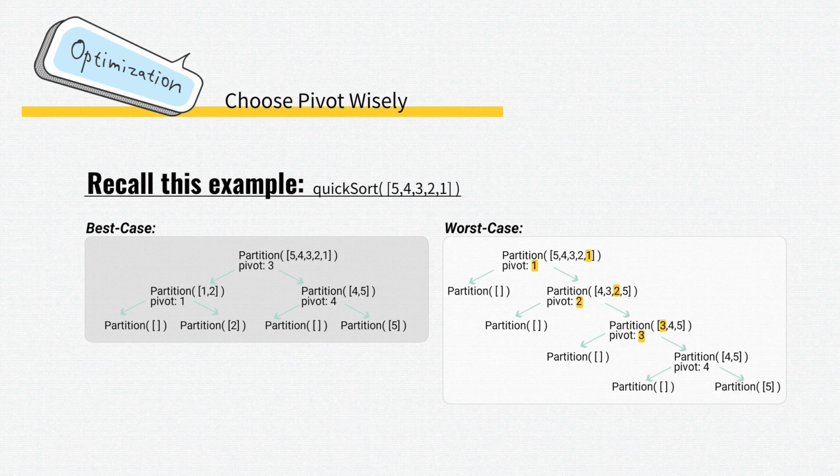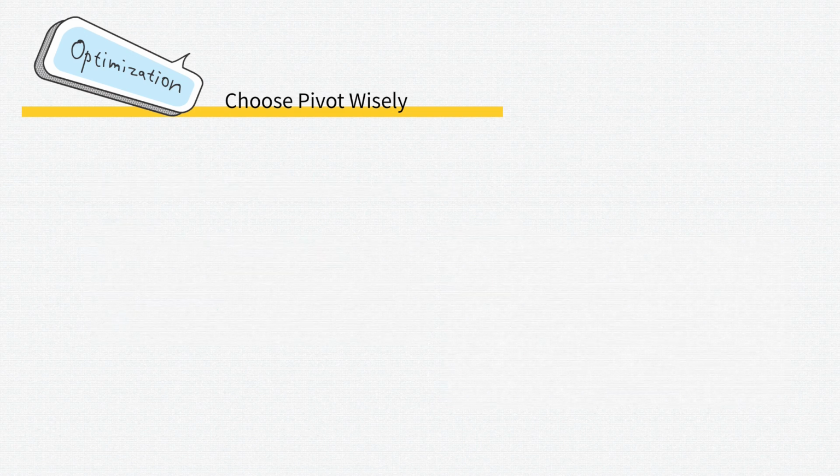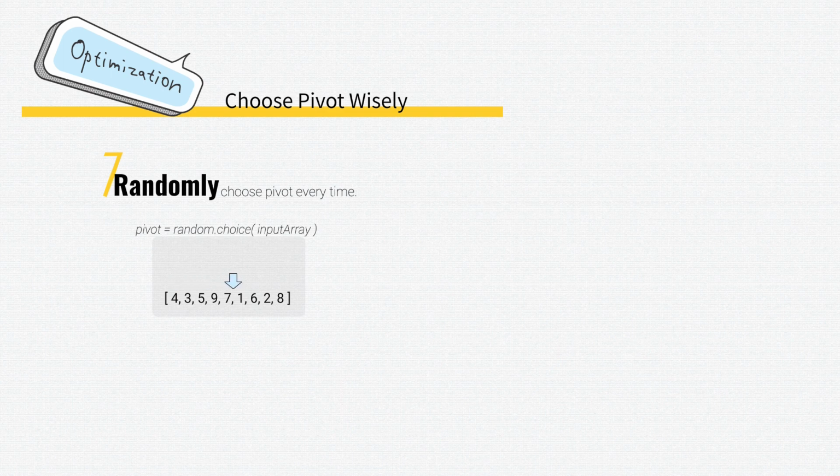Assume the elements in the given array are distinct. Then there are two ways we recommend. First, we can randomly choose a pivot every time, and the chance for us to get into the largest or the smallest element is 2 over n. When n is large enough, the chance of running into the worst case is very rare.